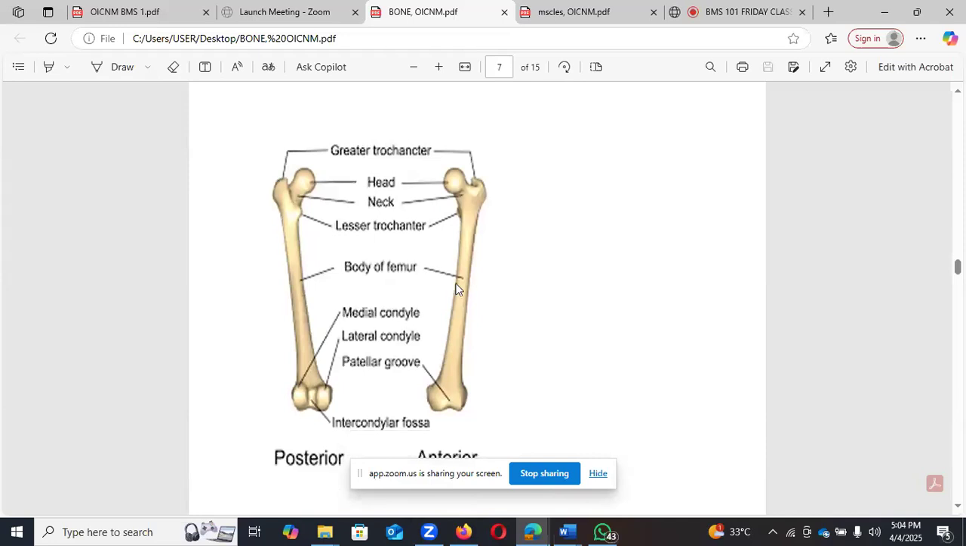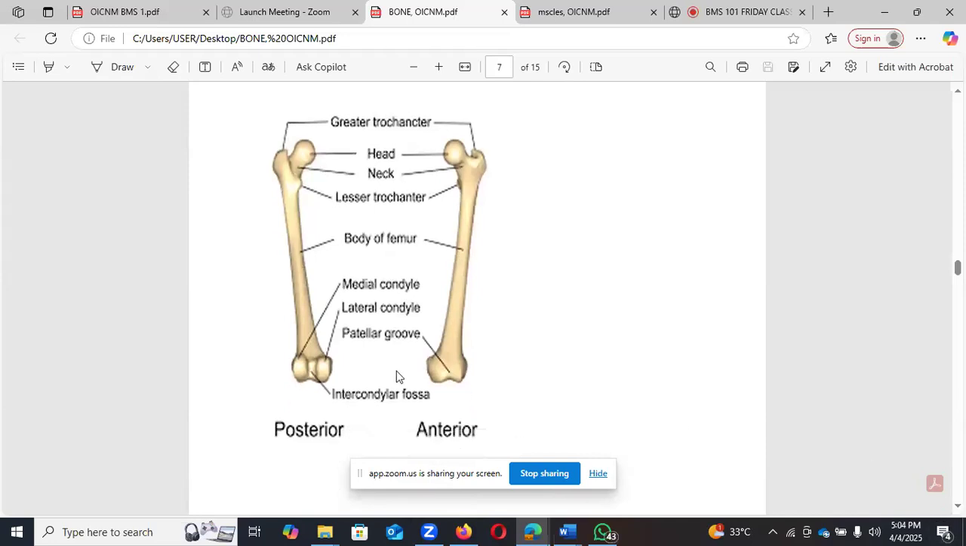Okay, so when you look at a long bone, this is an example of a long bone. Look at the greater trochanter. Look at the head, the neck is there. Okay, the lesser trochanter. This is the body. This is the condyle. So you have the lateral condyle, the medial condyle. Okay, and the intercondylar fossa.